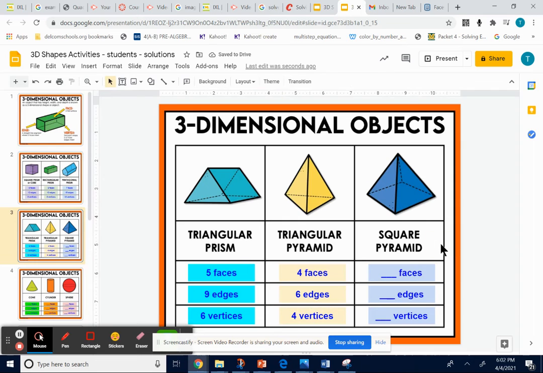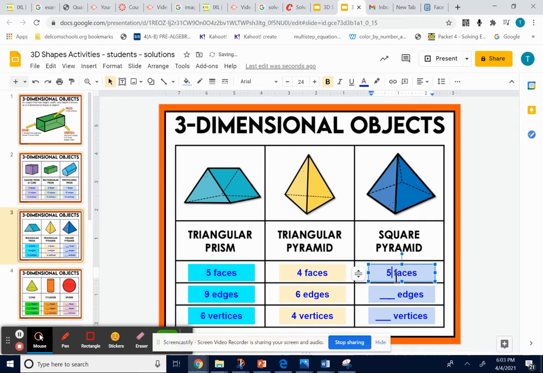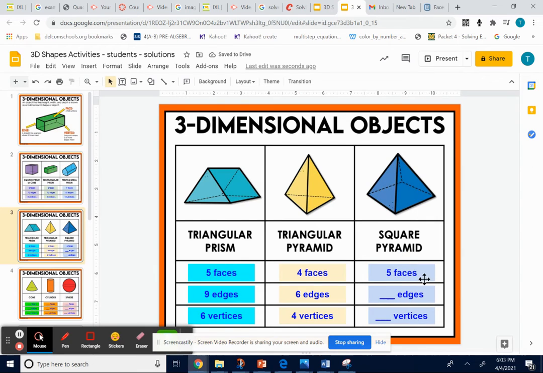A square pyramid. Okay, faces. Those are the flat shapes. There's a square on the bottom, and it looks like there's 4 triangles. There's a triangle here. There's a triangle there. There's a triangle back there, and there's a triangle there. So there's 5 faces. Okay, edges where the faces meet. 1, 2, 3, 4 along the bottom, and then there's some going upward. 5, 6, 7, 8. So 8 edges.